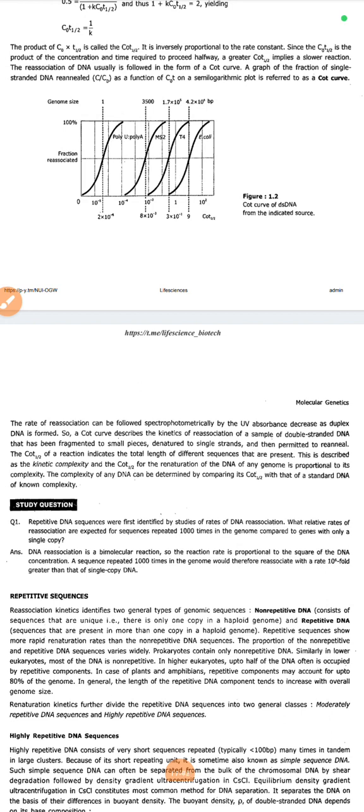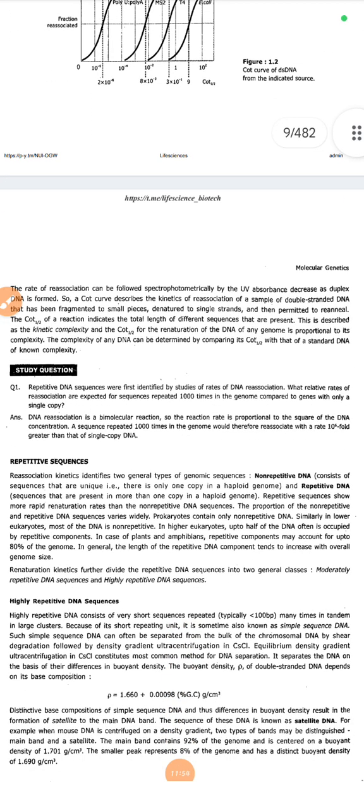Okay, so a sequence repeated 1000 times in the genome would therefore reassociate at a rate 10 to the power 6 fold, which is greater than that of single copy DNA. So the larger the DNA, the larger the reassociation, and this is how you calculate it, because the rate of the reaction is proportional to the square of the DNA concentration. The more the DNA concentration, the more the rate of reassociation will be.